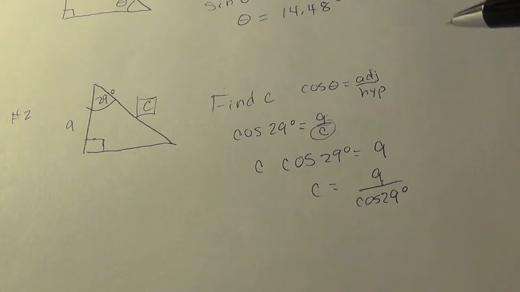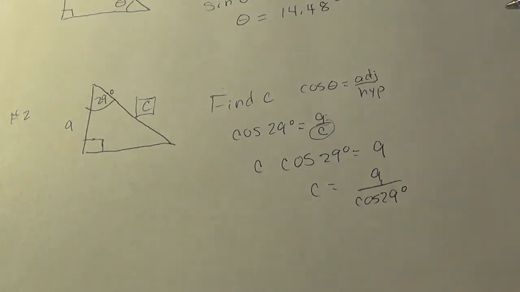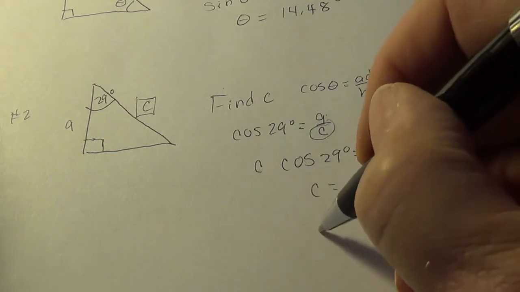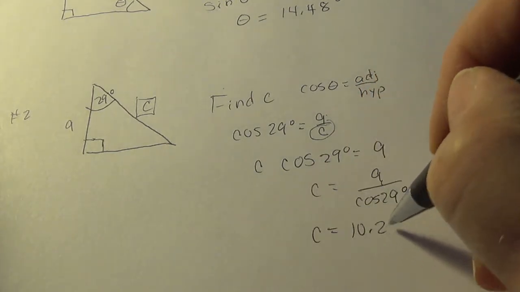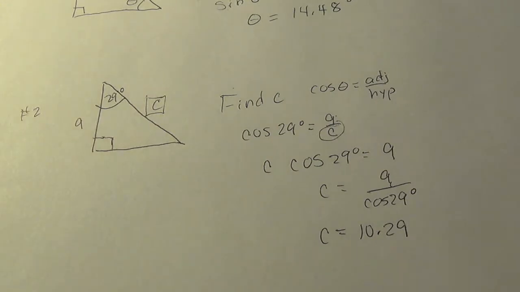I saved it to the end, so when I did 9 divided by cosine of 29, I got 10.29. That's the length of C. There were no units given, so alright.